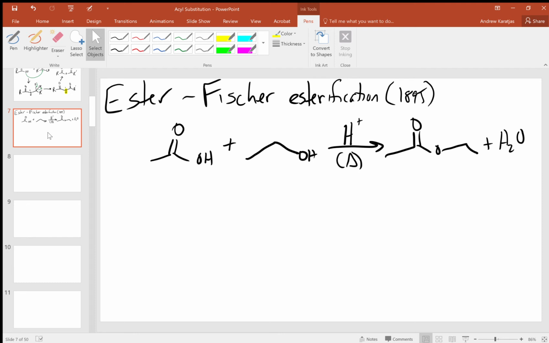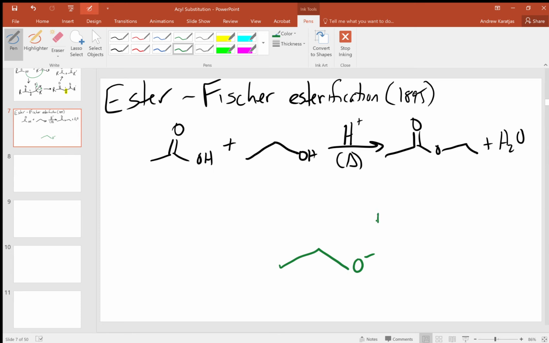So how does this reaction start? Well, the problem here is that a carboxylic acid is not a terrific electrophile. In addition, an alcohol is not a great nucleophile. And so you might ask, why don't we use the anion of the alcohol as our nucleophile?